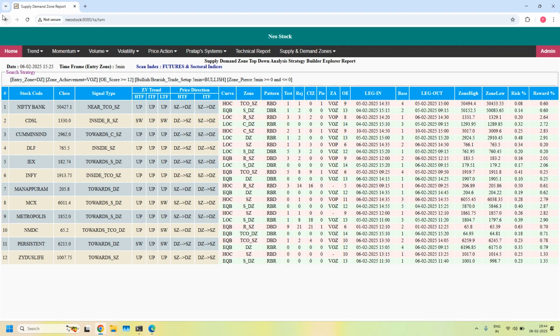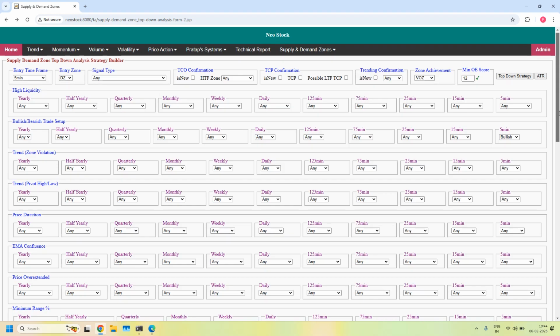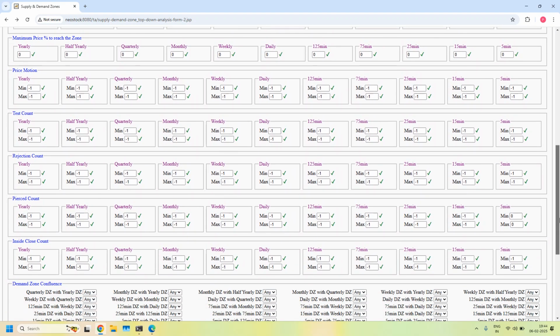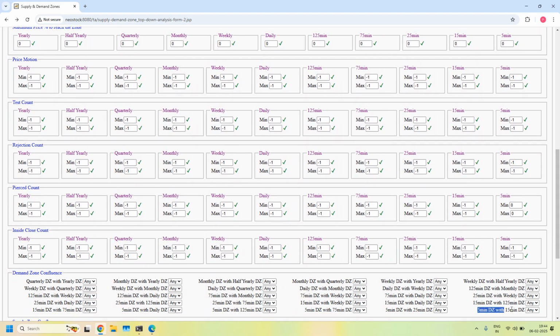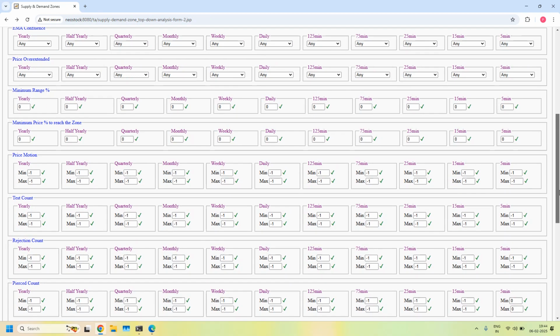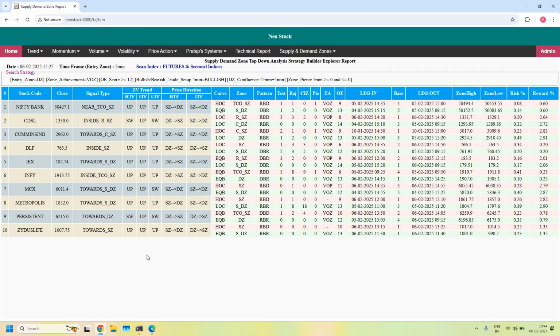So that is 5 minutes and 15 minutes demand zone confluence. In the demand zone confluence, I am enabling that filter. 5 minutes demand zone with 15 minutes demand zone confluence. With this filter, we got 10 stocks. In all these 10 stocks, these 5 minutes demand zones are overlapped with 15 minutes demand zones. And 15 minutes trend is up in all these stocks, ITF trend.